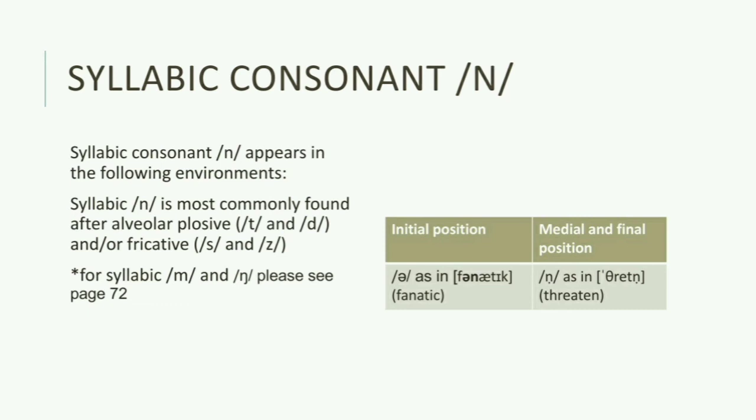Syllabic consonant n. Syllabic consonant n appears in the following environments. Syllabic n is most commonly found after alveolar plosives, t and d, and fricatives, s and z. For m and ng sounds, both of them can occur as syllabic. We can see in the table there is an example of n sound in initial position as in the word phonetic, and in medial and final position in the word threaten.